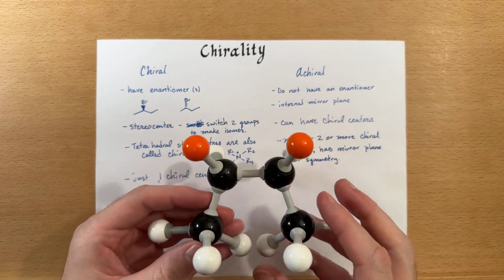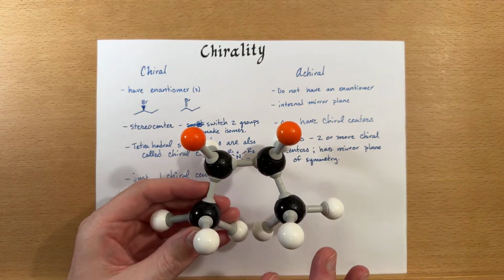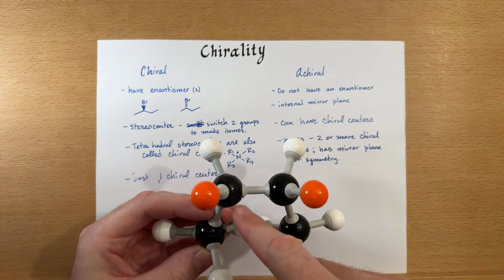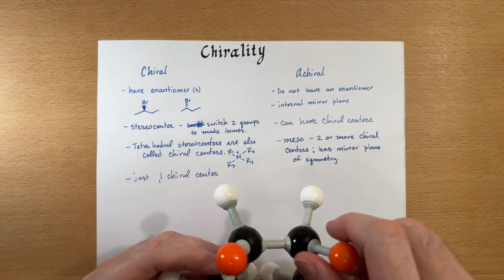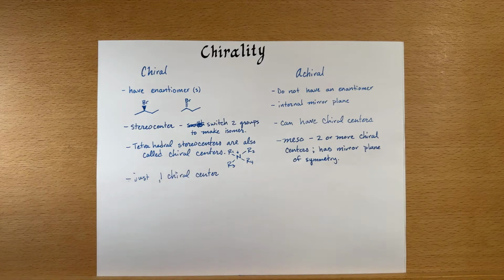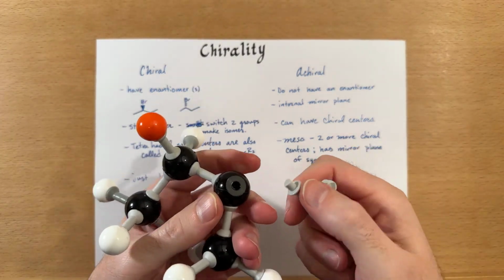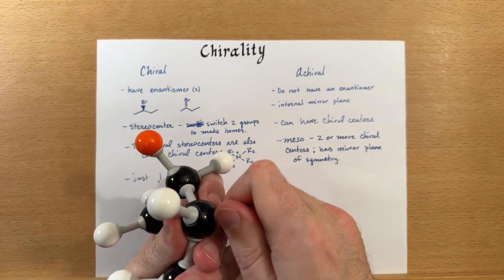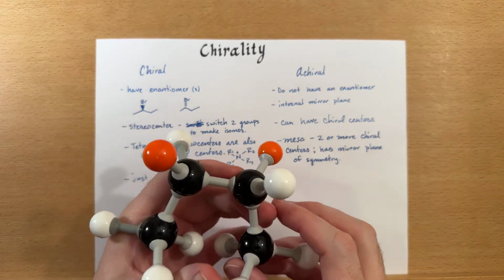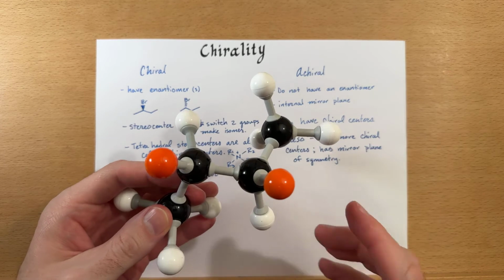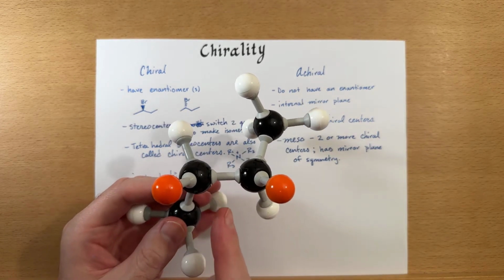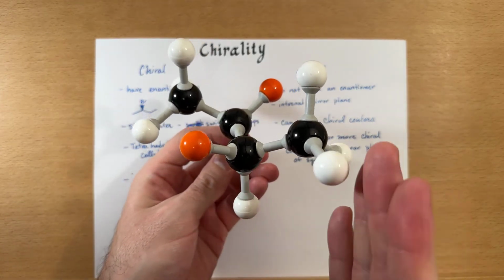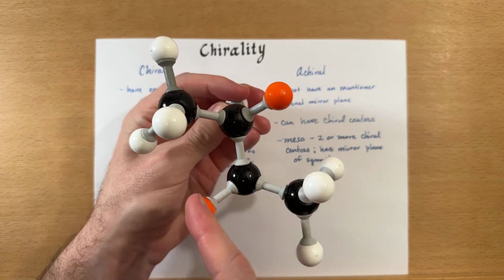Because it has a mirror plane of symmetry, overall, this molecule is achiral, even though there are 2 chiral centers in it. Now, if I were to switch, so instead of the bromine being here, it's down here, right? It's opposite. This no longer has an internal mirror plane of symmetry. I can try to look at it a few different ways, but this just doesn't match up anymore.